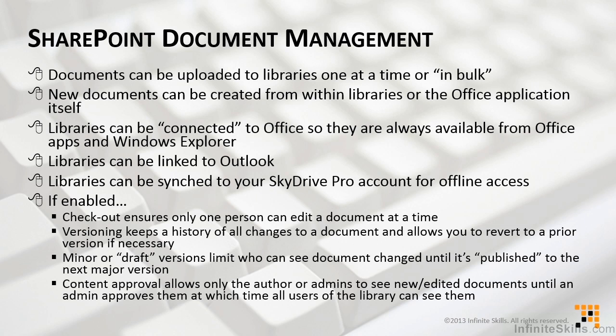They include Checkout, which ensures that only one person can edit a document at a time, Versioning, which keeps a history of all changes to a document and allows you to revert to a prior version if necessary, and remembering that with versions you may also have minor or draft versions. Primarily, those limit who can see documents changed until they're published to the next major version. And lastly, Content Approval allows only the author or administrator to see new or edited documents until an admin approves them, at which time all users of the library can see them instantly.